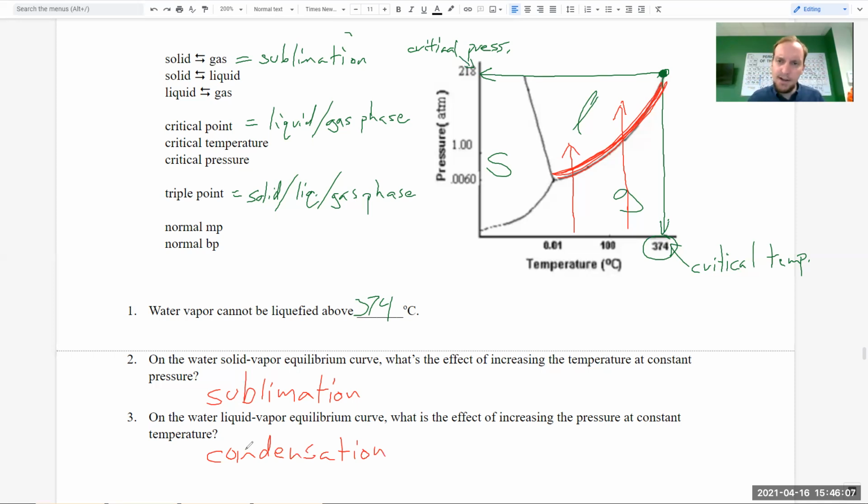Which again, we don't normally see on a daily basis. Finally, what we also have again is the critical point. The critical point is when the liquid and the gas phases coexist and are indistinguishable from each other. Finally, if you can find the critical point and go straight down, that is your critical temperature. Critical point over to the left, that's called your critical pressure.